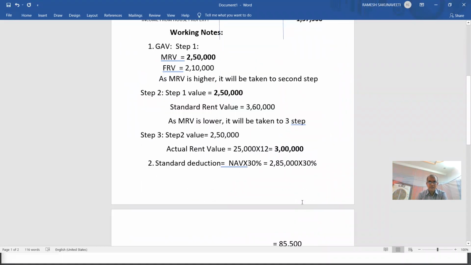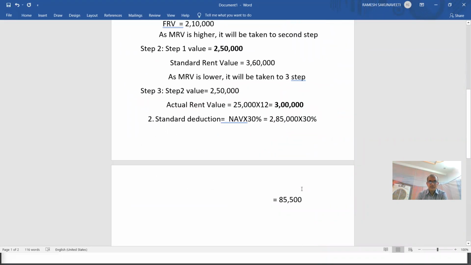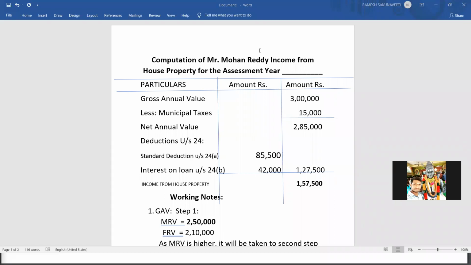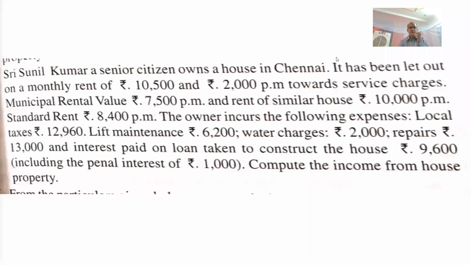Shall we move to the next problem? Have you noted down? Yes, sir. Okay. Yes, dear students, please note down this problem. Another problem we will do. Are you able to see the screen? Is it clear? Yes, sir. Please note down.